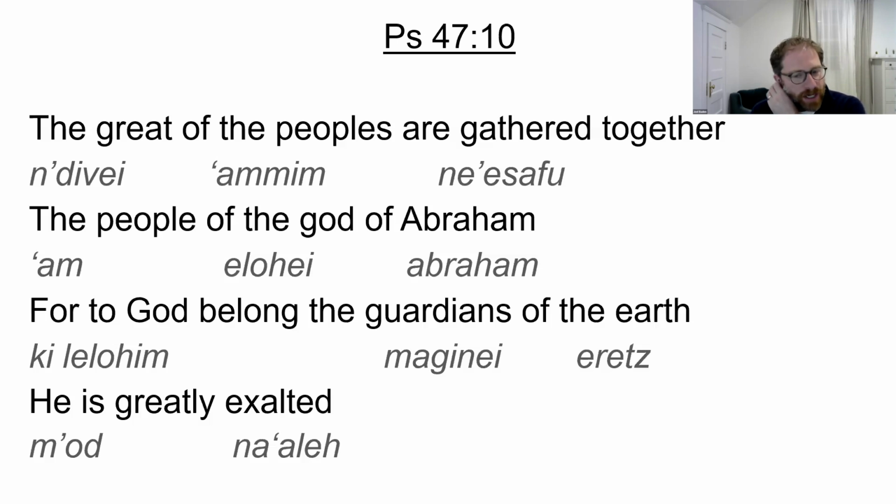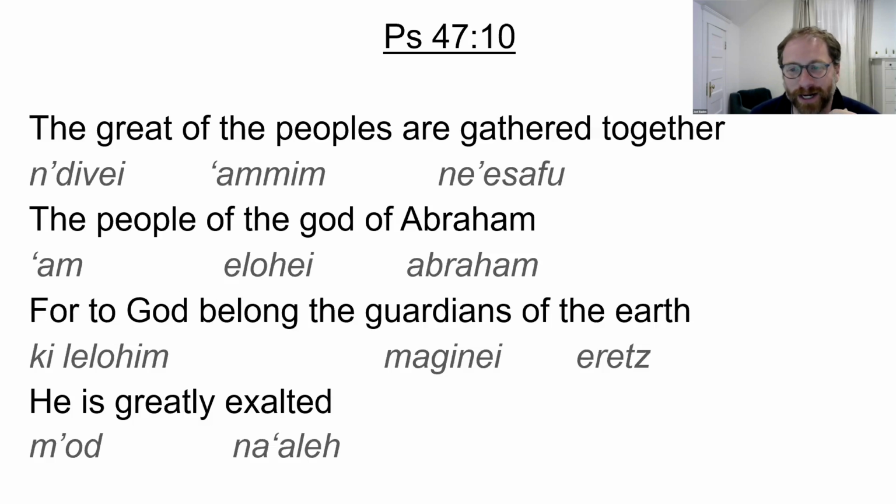The people of the God of Abraham. For to God belongs the earth. And I'll just say that the last line, he is greatly exalted, is what ties it all together. That's again our Allah, our al word, right? In the passive, but he is exalted, he is arisen, he is on high very much. It's almost like that's the title of the psalm.